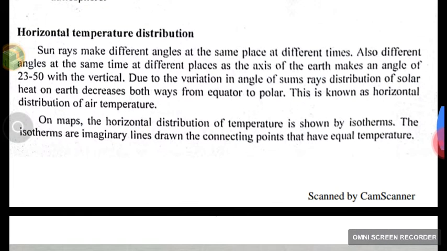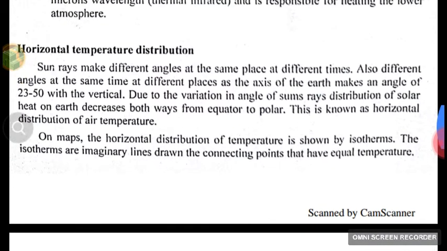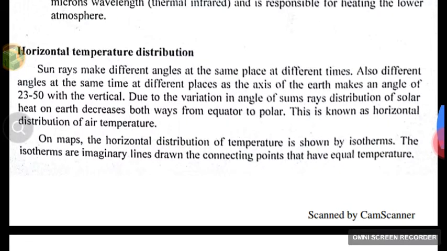There are two types of distribution of air temperature. They are horizontal temperature distribution and vertical temperature distribution. Let's discuss about the horizontal temperature distribution. Sun rays make different angles at the same place at different times. At morning we get different angle, at noon we get different angle, and at evening we get different angle.